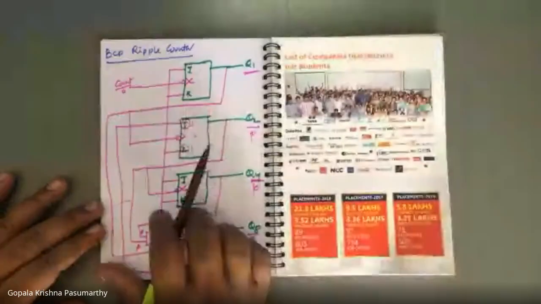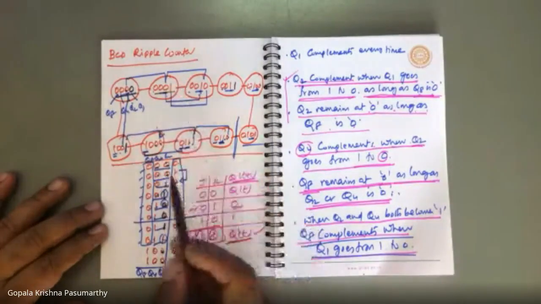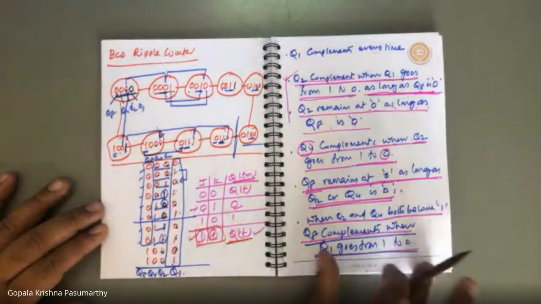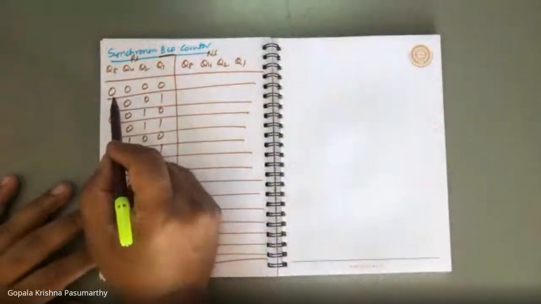What is the state? In a BCD counter design, 0, 0, 0, 0. What is the next state for 0? 1. 0 goes to 1, 1 goes to 2, 2 goes to 3. So I will write the next states in sequence in this table.